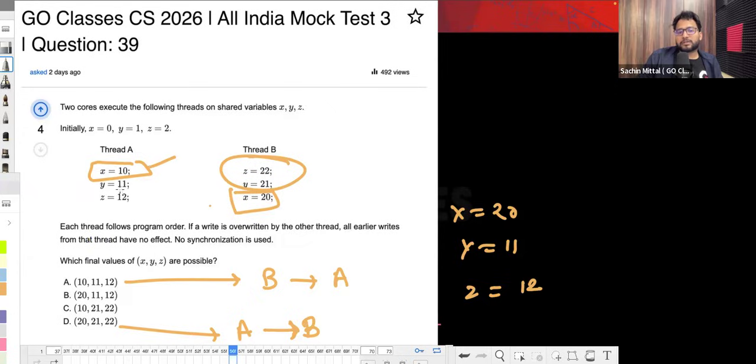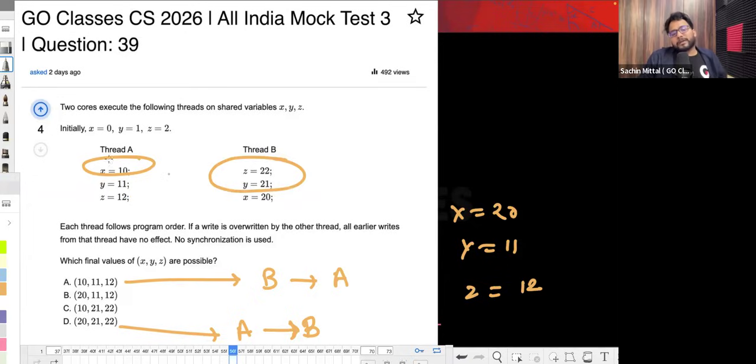And then I can execute either this or this, right? So basically, I can execute this and then I can execute these two so that these values get vanished. Okay, so that ultimately these values get vanished and then you finally have 11, 12, and 20, right? 11, 12 for y and z and 20 for x. So this is possible. You can execute this and then you can execute this, right?